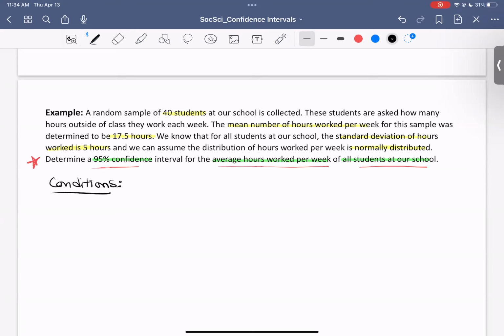So recall, those conditions are that the population must be normal. And yep, we are told that here, normally distributed. So check. We need our sample size to be bigger than 30, and we have 40, so that works, check.